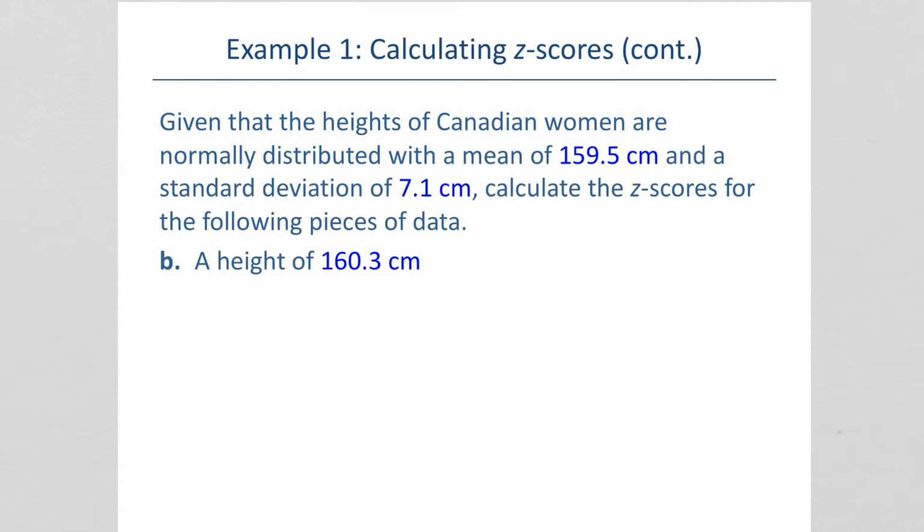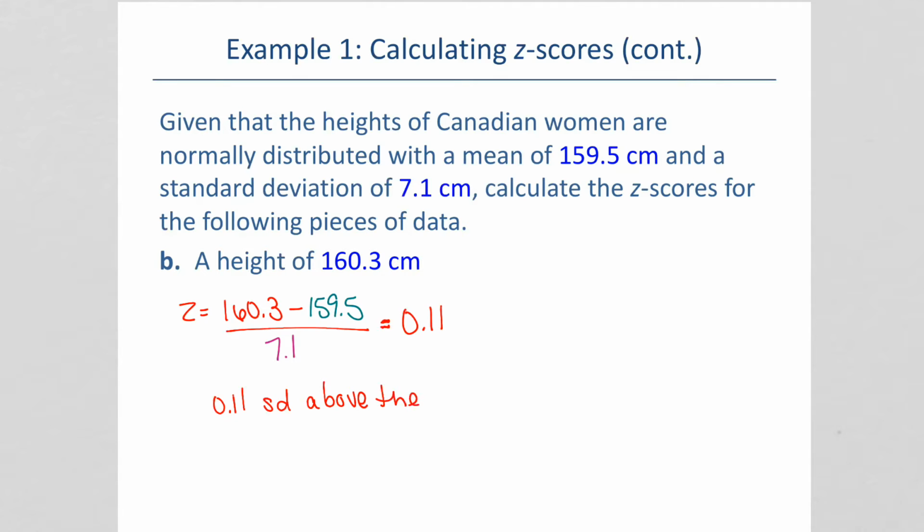Okay, so a height of 160.3 centimeters, we would subtract our mean and divide by the standard deviation and get approximately 0.11. So we are 0.11 standard deviations above, since it's positive, the mean. This person is slightly taller than average.